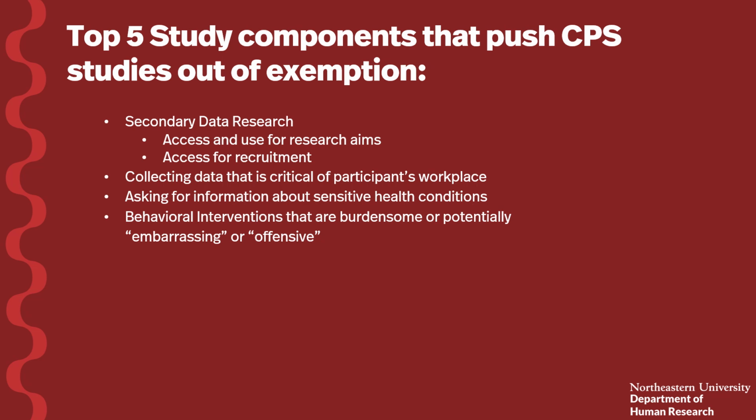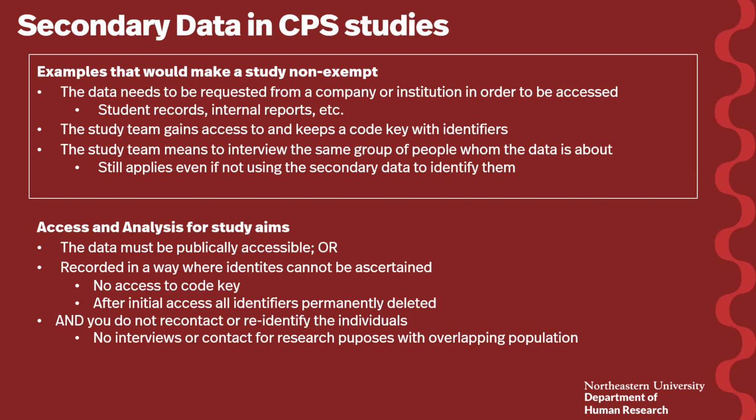So before I get into it, here is a brief overview of the top 5 CPS study components I will be discussing. The first study component I'll be getting into is accessing and analyzing secondary data as part of meeting the research aims. Given the exempt criteria covering the use of secondary data, unless this data is entirely publicly accessible or collected in a way in which no identifiers are in the dataset, the use of secondary data is often outside the scope of exempt review.